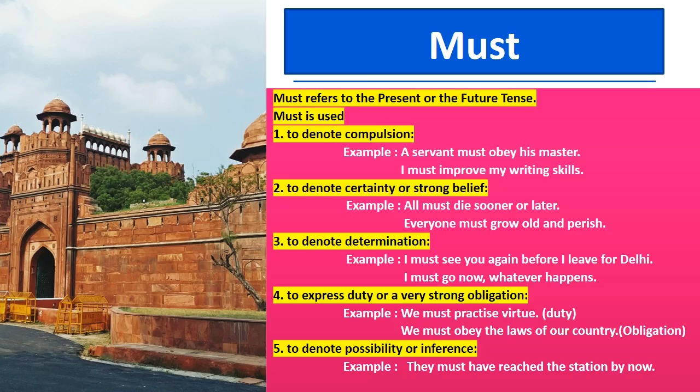Point number 4, to express duty or a very strong obligation. For example, we must practice virtue. It is our duty. We must obey the laws of our country. This is obligation. Point number 5, to denote possibility or inference. For example, they must have reached the station by now.